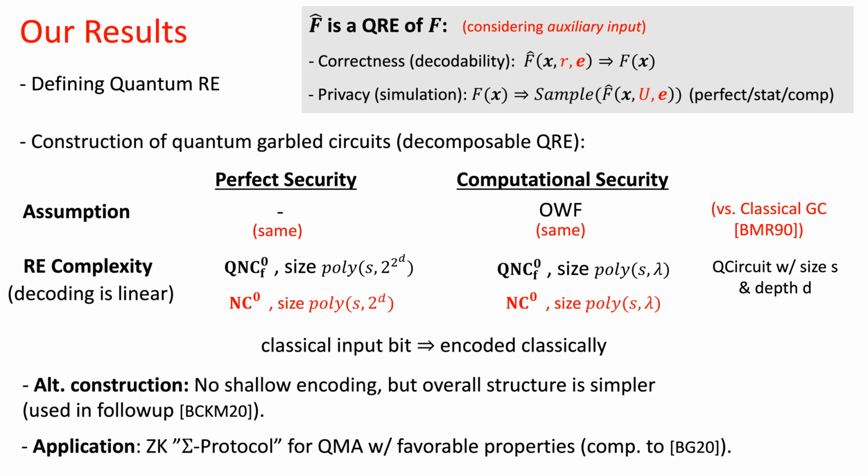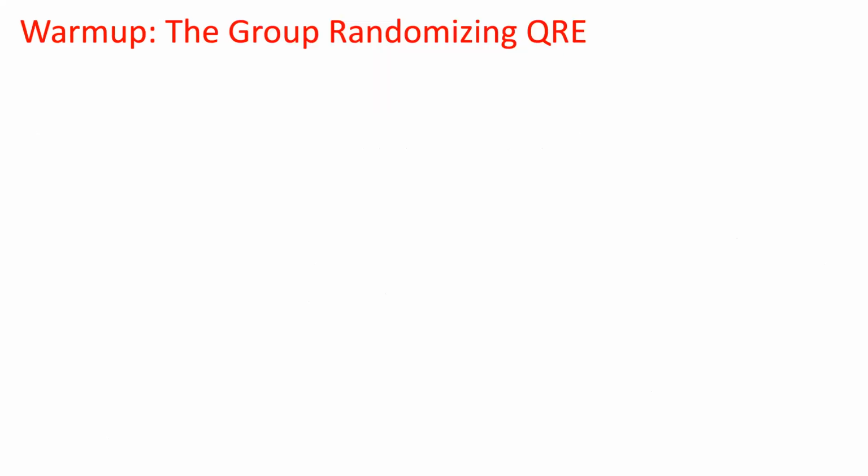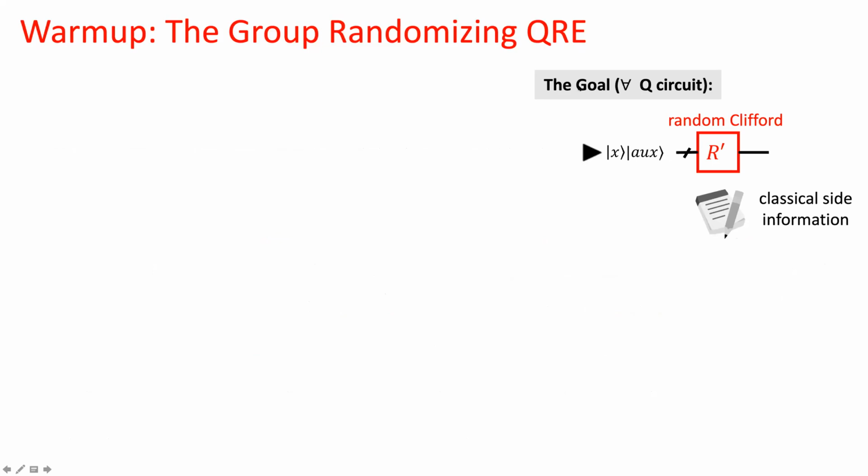So this is what we do in this work, and I want to tell you a little bit more about this alternative construction just because it's simpler to present. So this is what we're going to do next. What we want to do is the following. We want to show that any quantum circuit can be encoded in the following way.